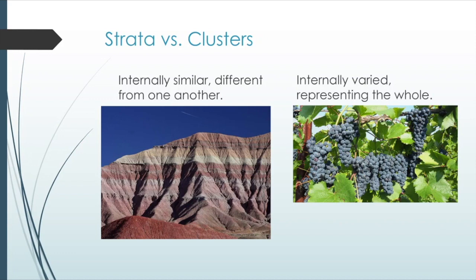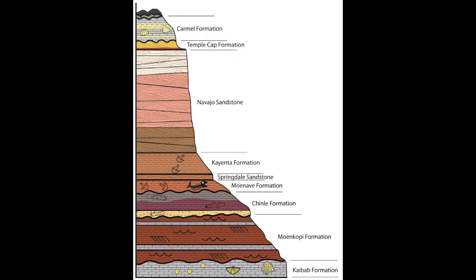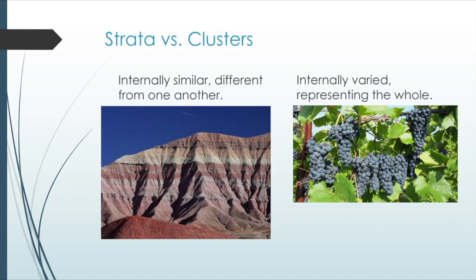On the left-hand side, you have a picture that is probably coming from Utah, probably southern Utah, or maybe northern Arizona. Each color represents a different geological time. They have different colors because there are different mineral deposits in each one of those lines. Well, those lines are called strata.